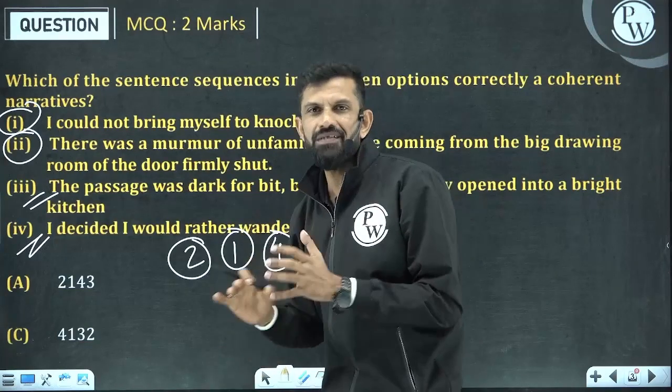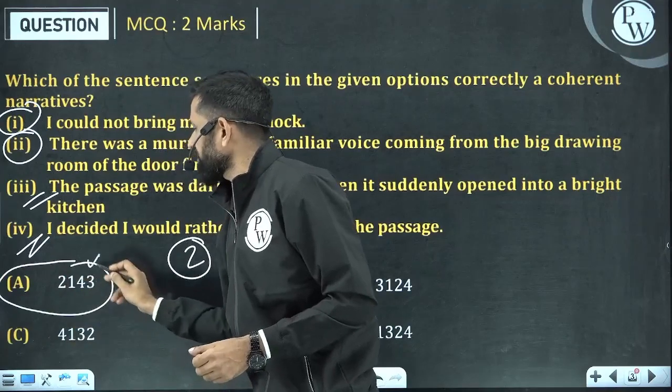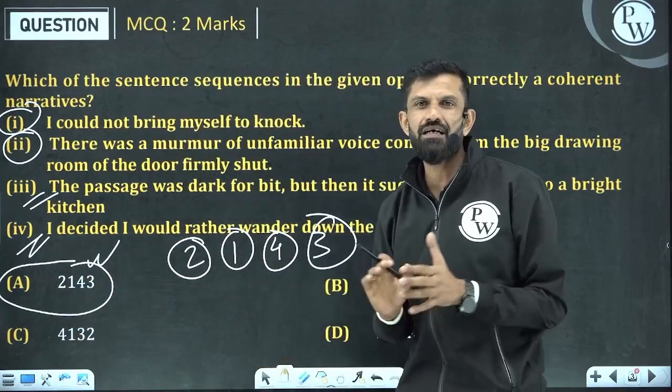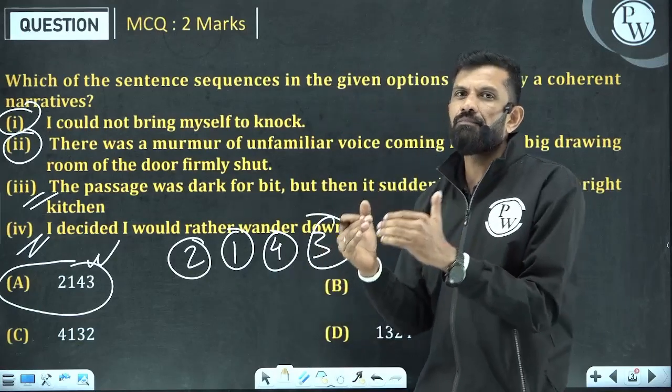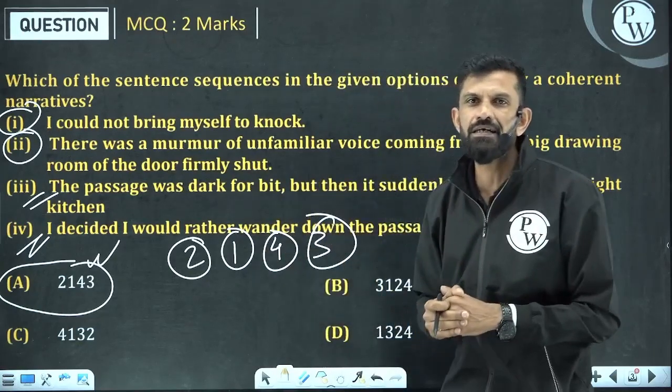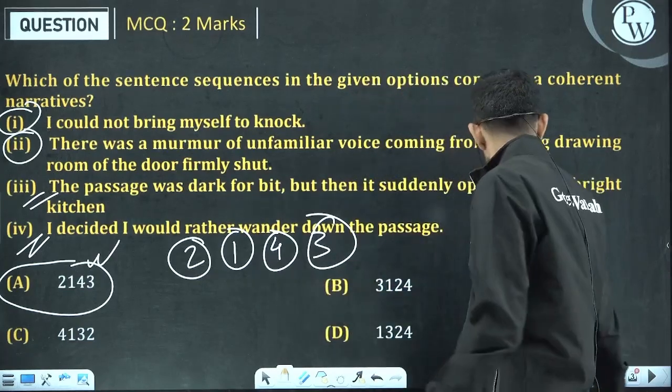So our proper sequence will come 2, 1, 4, 3, which was given in option A over here. So this is the question from jumble sentence. Be careful. Upcoming exams, maybe they will give you some of these jumble sentences. You have to properly arrange them. No doubt it's easy.